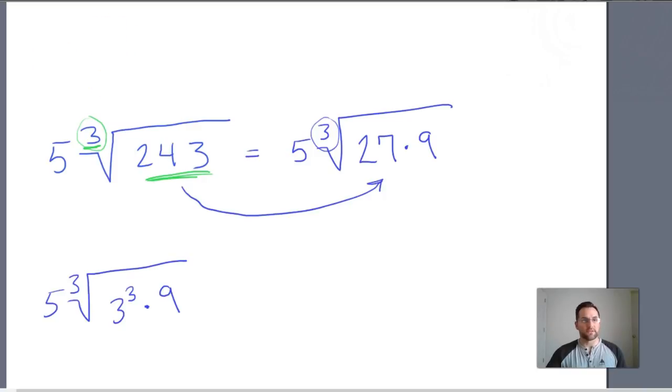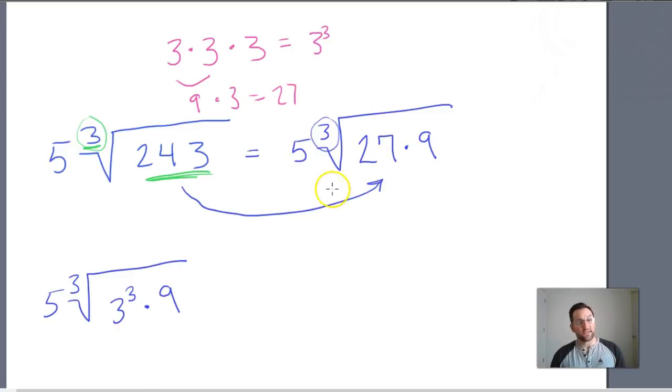And let's come up here for a second. I'll write that in purple. So we have 3 times 3 times 3. Let's go through it. 3 times 3 is 9, right? Times 3 is 27. 3 times 3 times 3 is the same as 3 cubed. Okay, so we see that 3 cubed is the same as 27, right? We see that 27 times 9 is the same as 243. Therefore, 3 cubed times 9 is the same as 243.